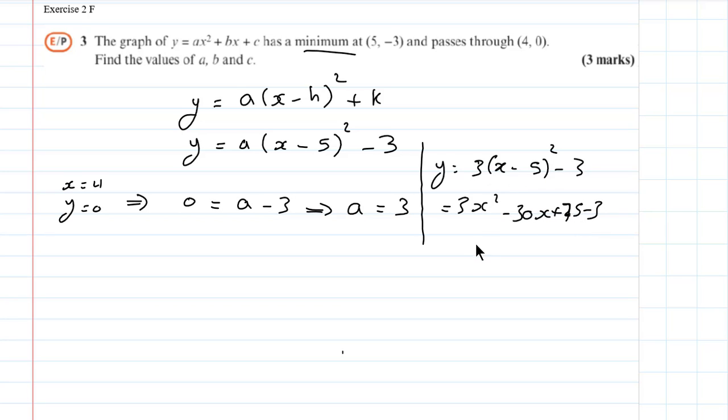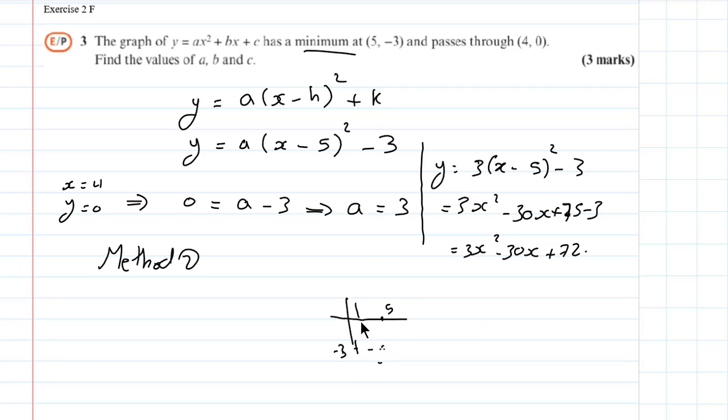So the final answer should be 3x squared minus 30x, and then 75 minus 3 will be plus 72, right? And if we want to solve it with another method, if we concentrate well, the axis of symmetry is at x equals 5. So when we draw the graph of this parabola, we have a minimum point at 5 and minus 3. Minus 3 is here.